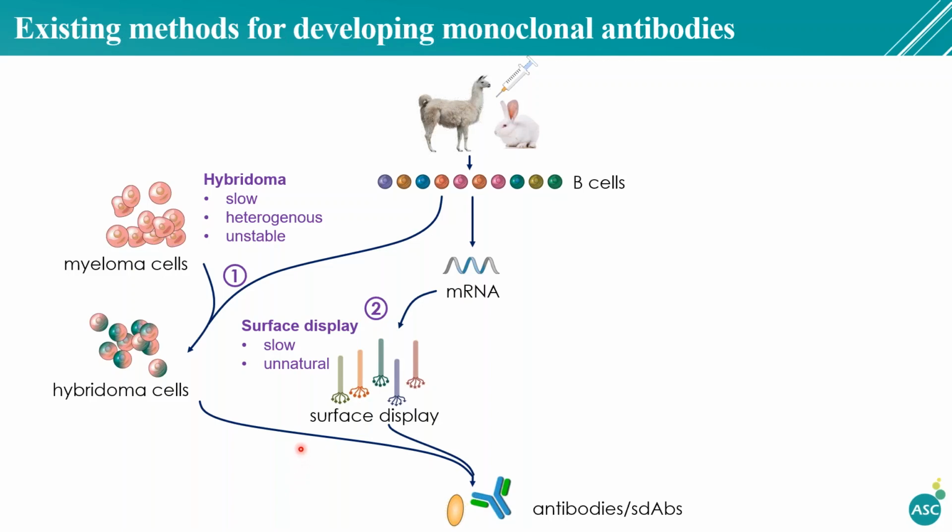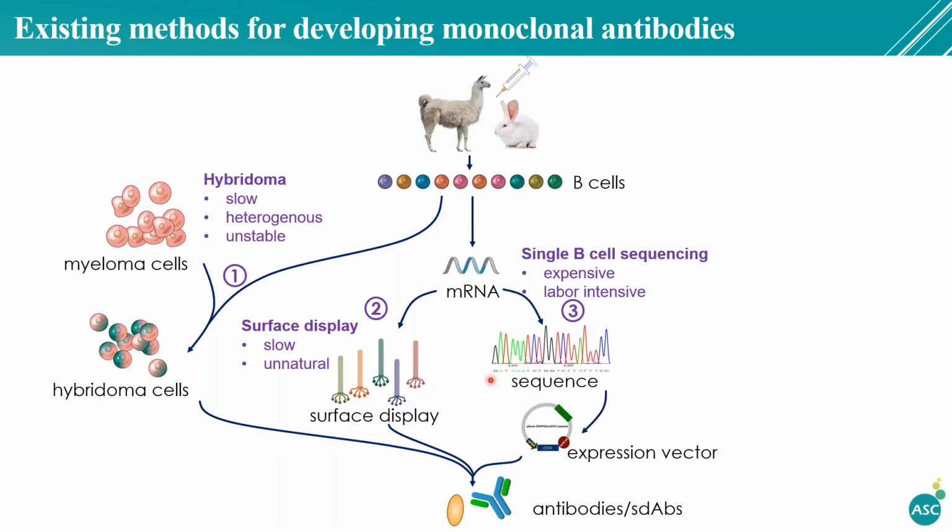The other unnatural thing is that in surface display, it is very difficult to keep the original native heavy and light chain pairs. In most approaches, people just amplify the heavy chain and the light chain DNA separately and randomly combine them. The random combination of heavy and light chain will affect the antibody quality for sure.